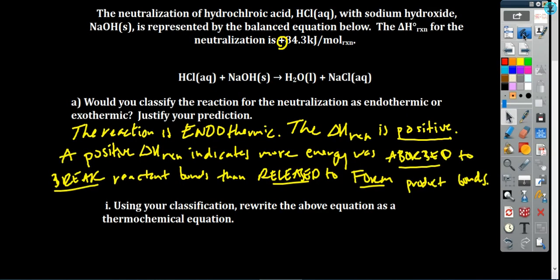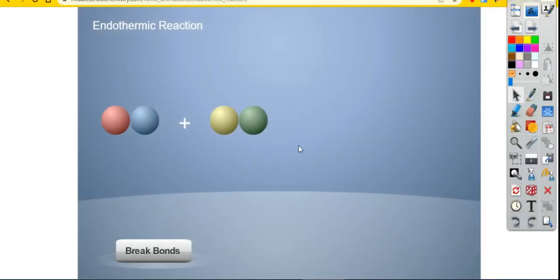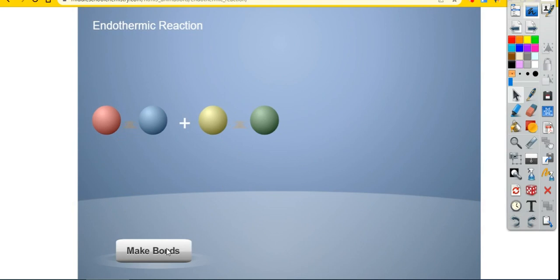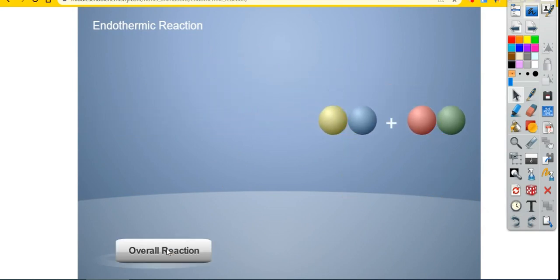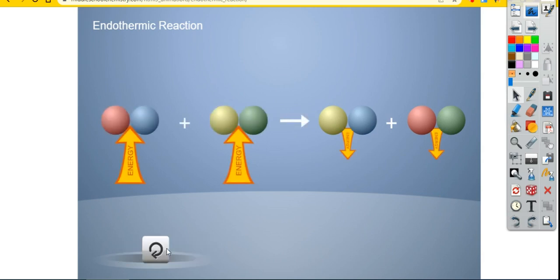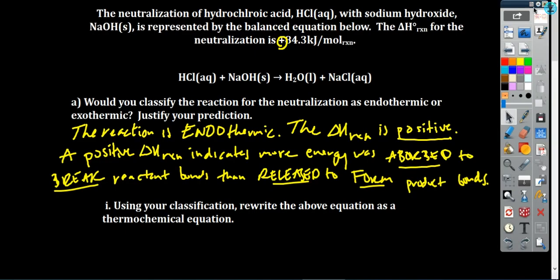Boom. Okay, let's recall what's going on with any reaction. In any reaction, you have to put energy in to break reactant bonds. And in any reaction, when you form product bonds, energy is released. If a reaction is endothermic overall, more energy has gone in to break than was released upon the formation of the new bonds, making the delta H for the reaction overall positive. Remember, energy in is going to have that positive sign.